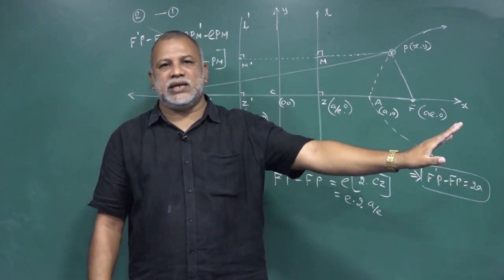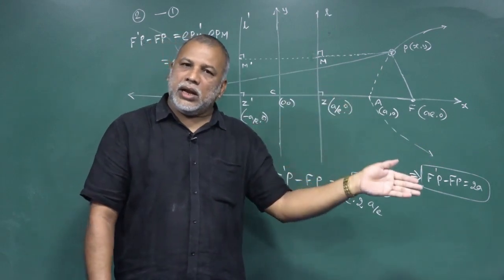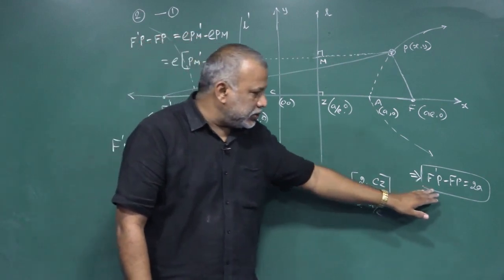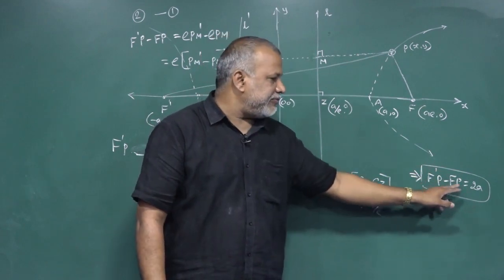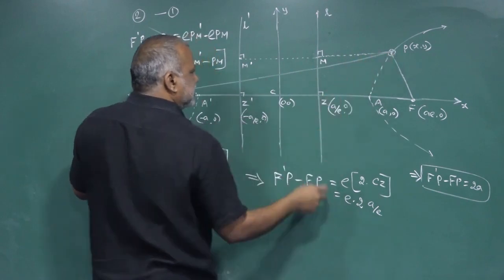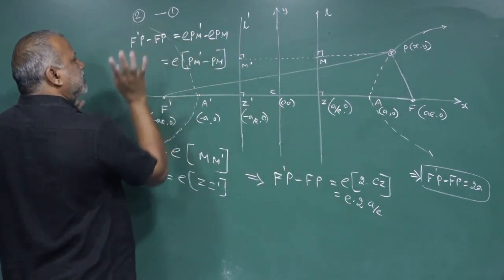There you are using the sentence: the sum of the focal distances of any point on an ellipse is equal to the length of the major axis. Here you are using the length of the transverse axis. So F dash P minus FP equals 2A. Once again, listen to the board. F dash P is a distance, FP is a distance. Use the subtraction, that is, second equation minus first equation.